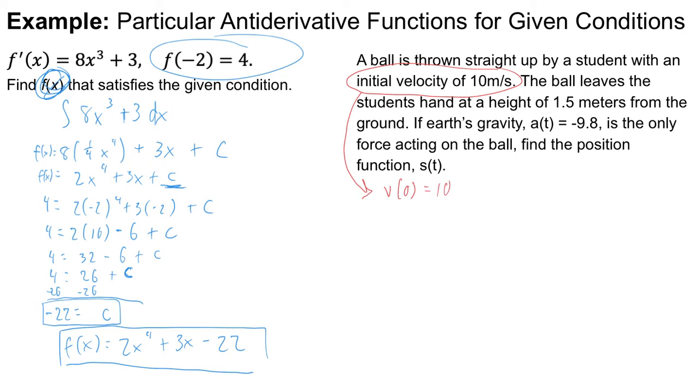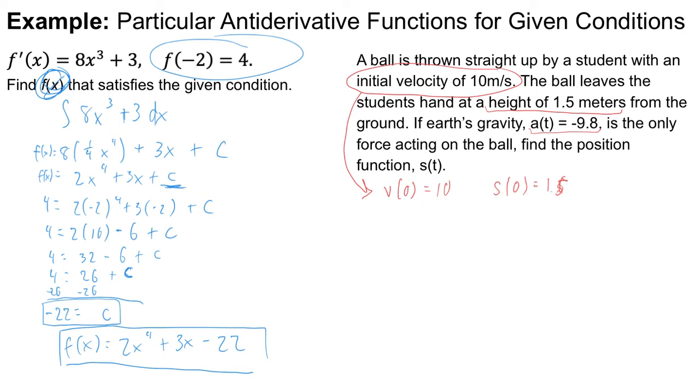The ball leaves the student's hand at a height of 1.5 meters from the ground. So height of 1.5 meters from the ground. So that means the original height, s of 0 at time t equals 0, is equal to 1.5. And then if the Earth's gravity, and then they give us the acceleration function, is the only force acting on the ball, find the position function S of t.